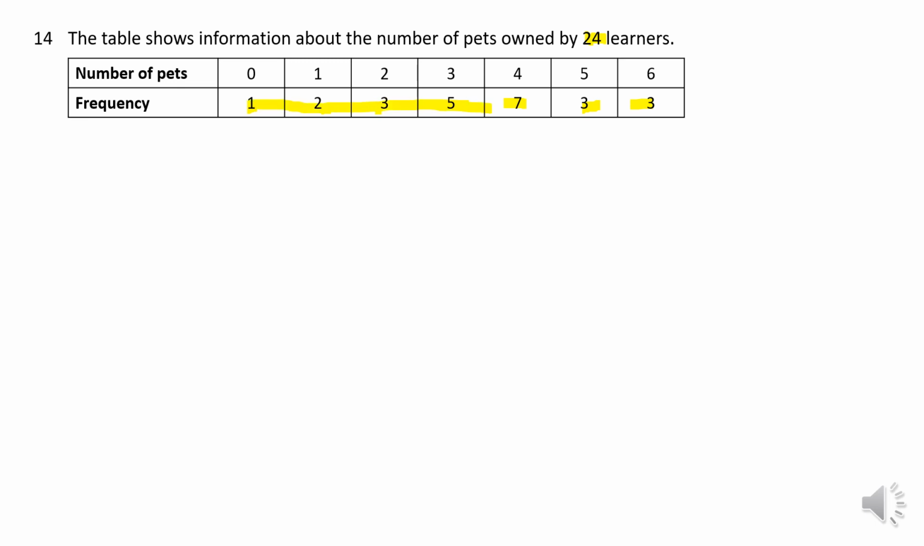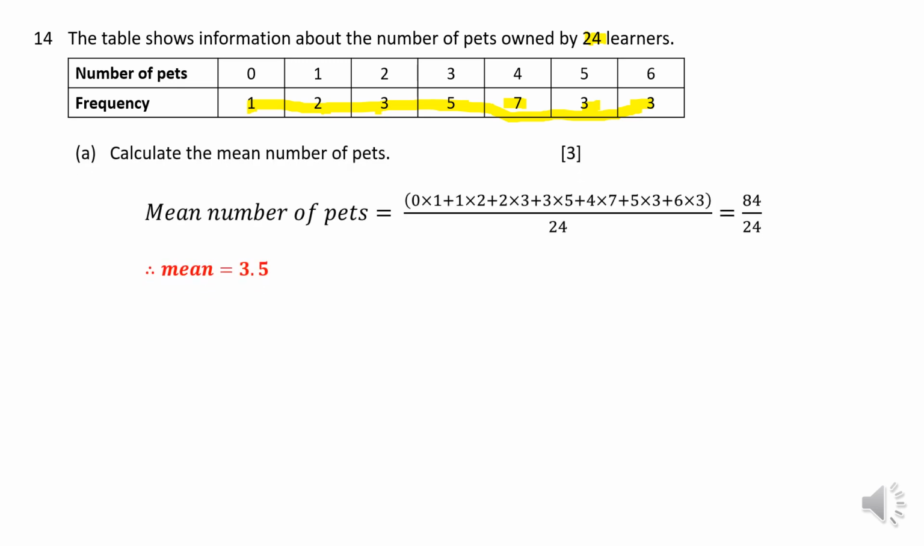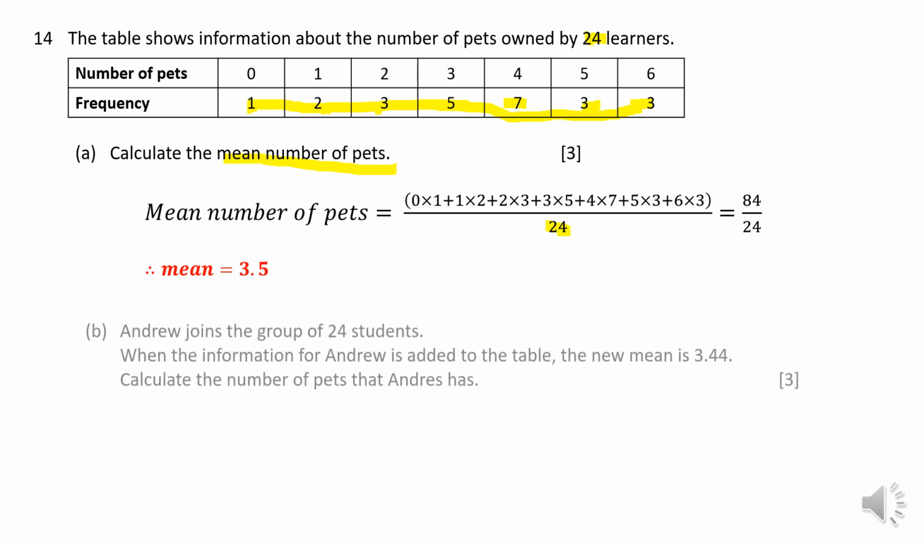The frequency is how many times something occurs, but that's not the point. The point is we are supposed to find the mean number of pets. There is at least one person who doesn't have a pet, at least two people who have got one pet each, and then there are three people who got two pets each, and so on. So you multiply and add, multiply and add, multiply and add, and then you divide by the 24 learners. This is what you get, and your answer is 3.5. That is the mean number of pets.